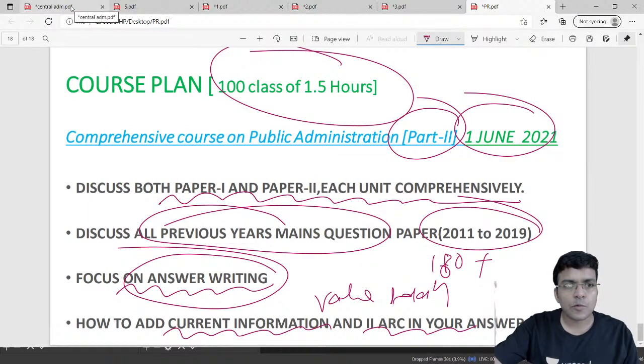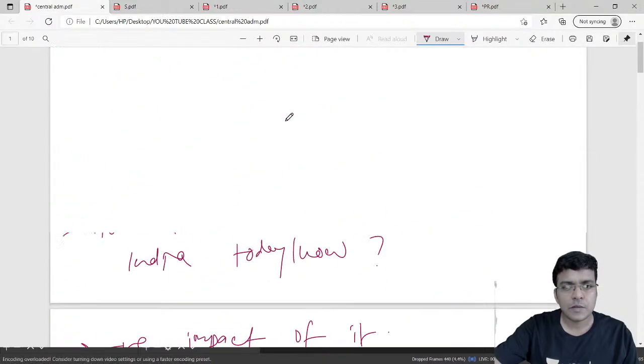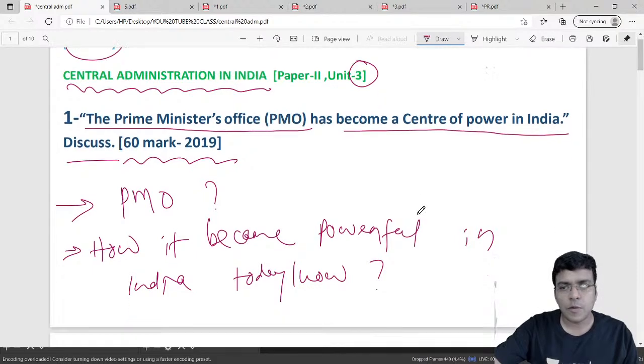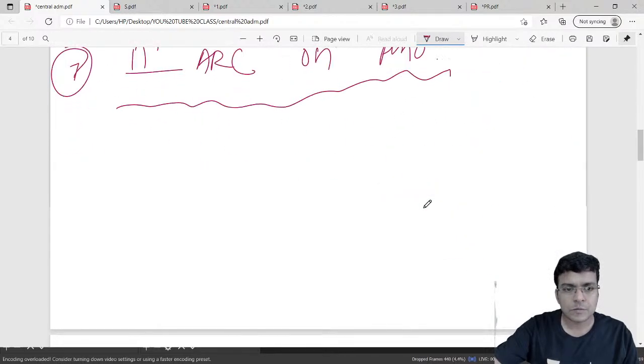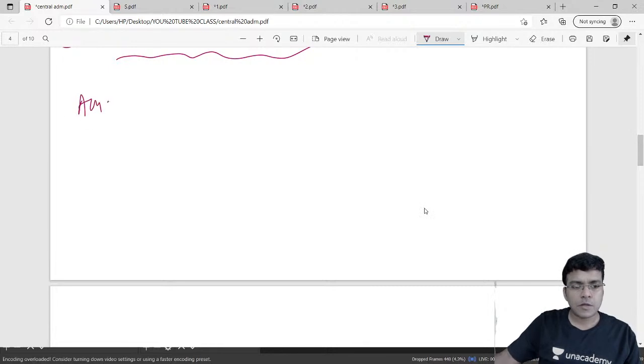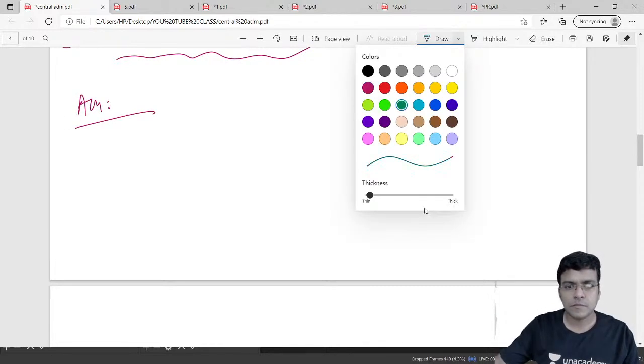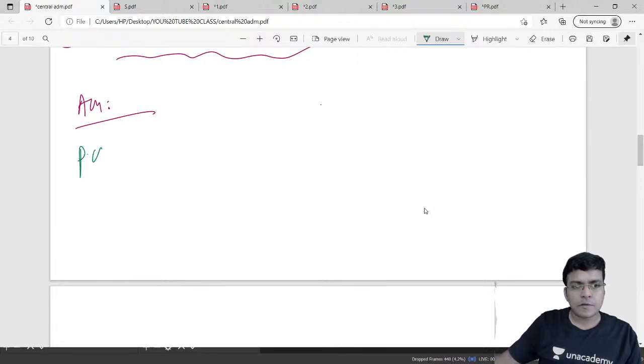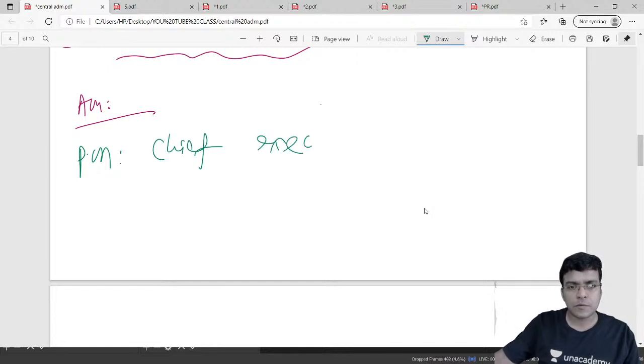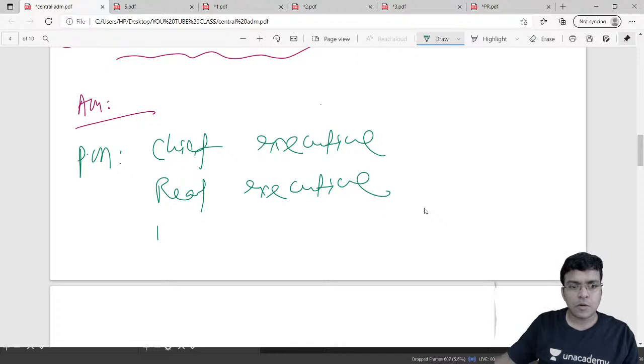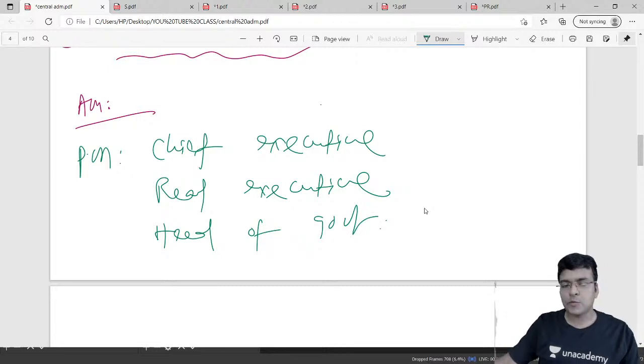Okay, so get back to our question. The PMO has become a center of power in India. Answer. First you write: the Prime Minister is the chief executive. He is the real executive, or you can call he is head of the government and real executive. So he has much more responsibility and power.